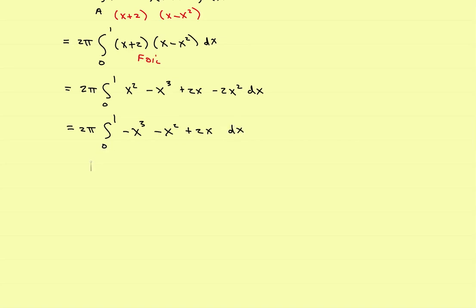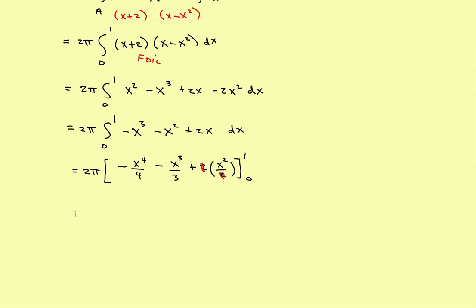Now go ahead and find the antiderivative of that, which would give you 2 pi times, and this will turn into the negative of x to the 4th divided by 4 minus x cubed divided by 3 plus 2 times x squared divided by 2, all evaluated from 0 to 1. Now, of course, on this one, this 2 and this 2 will cancel out, and just leave you with an x squared.